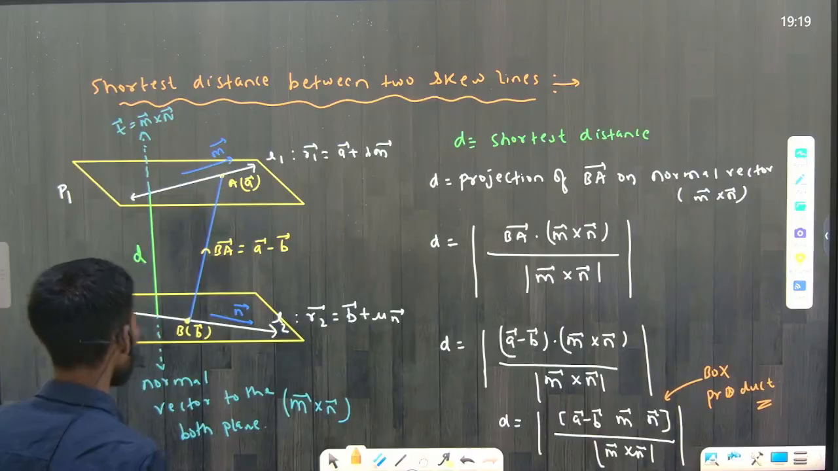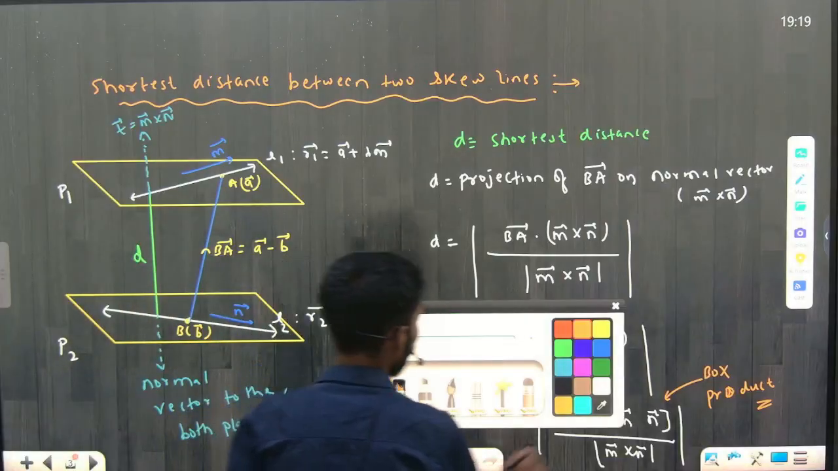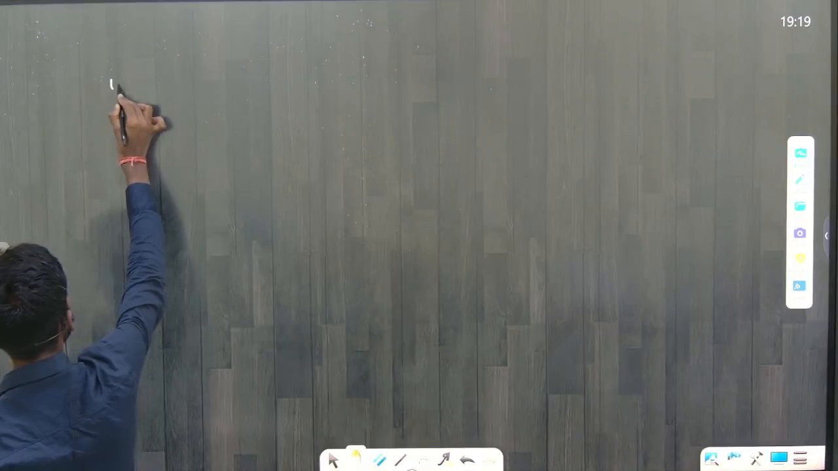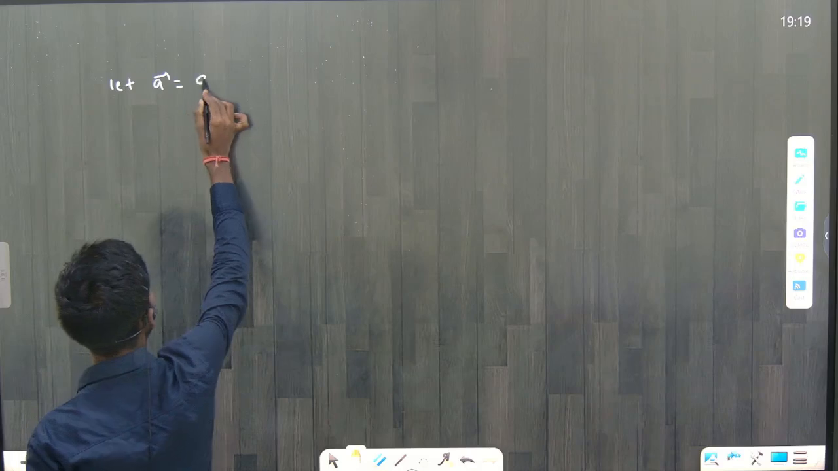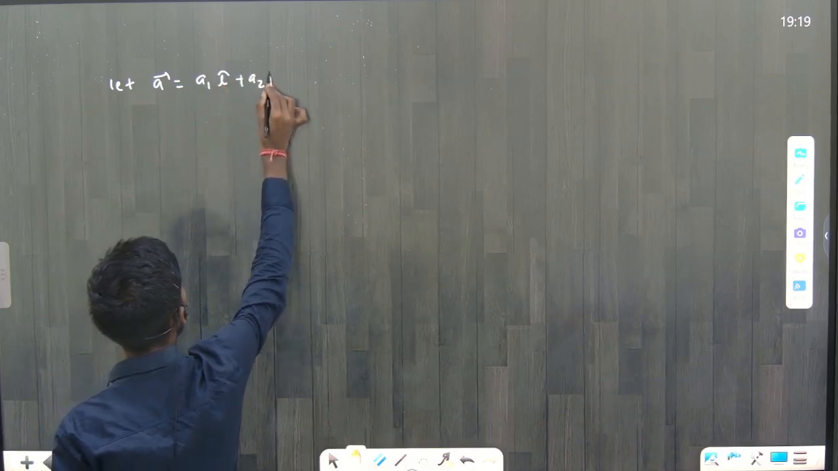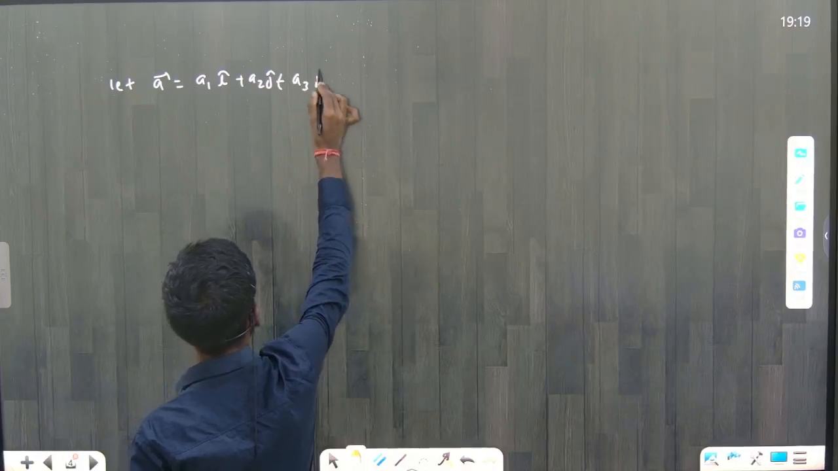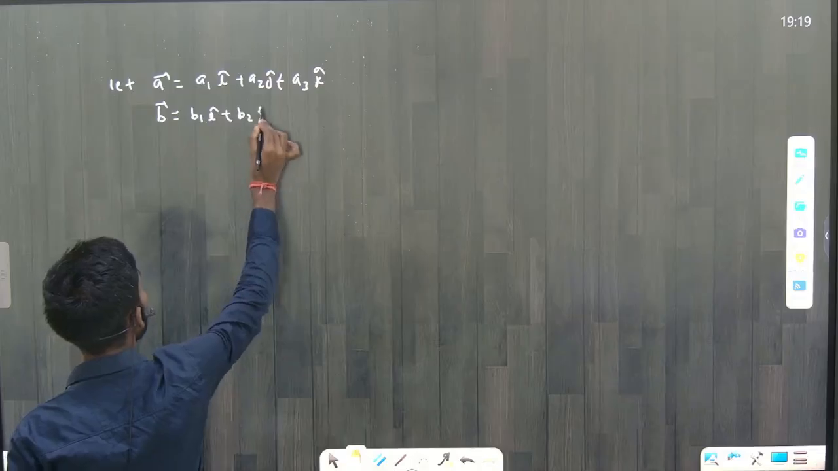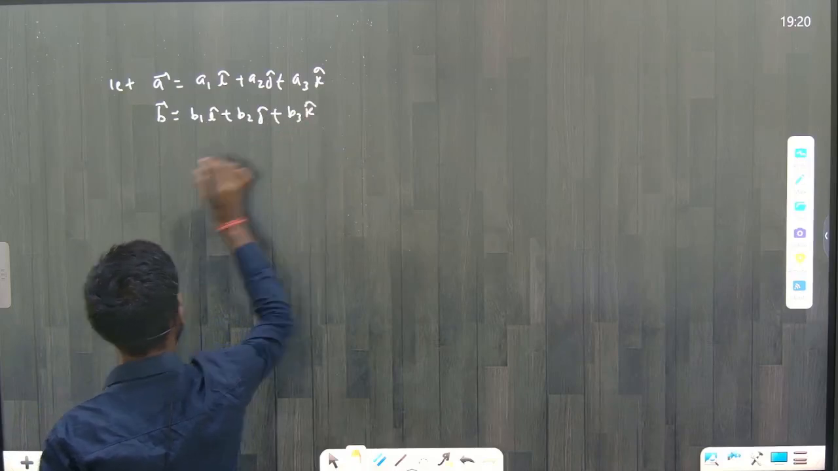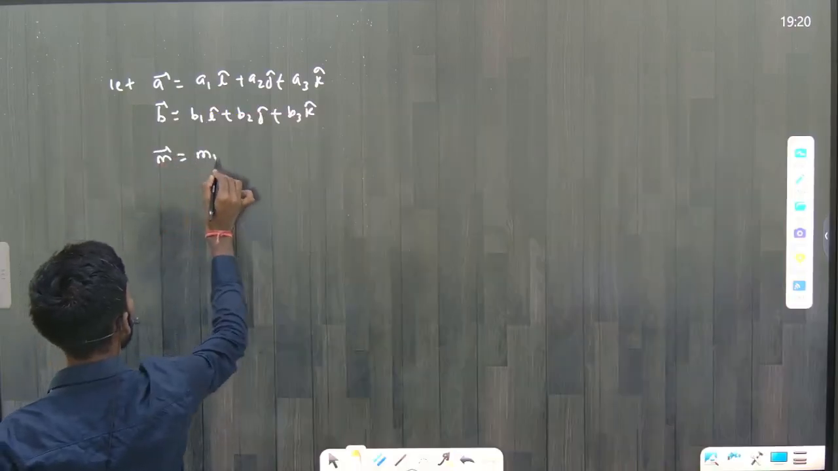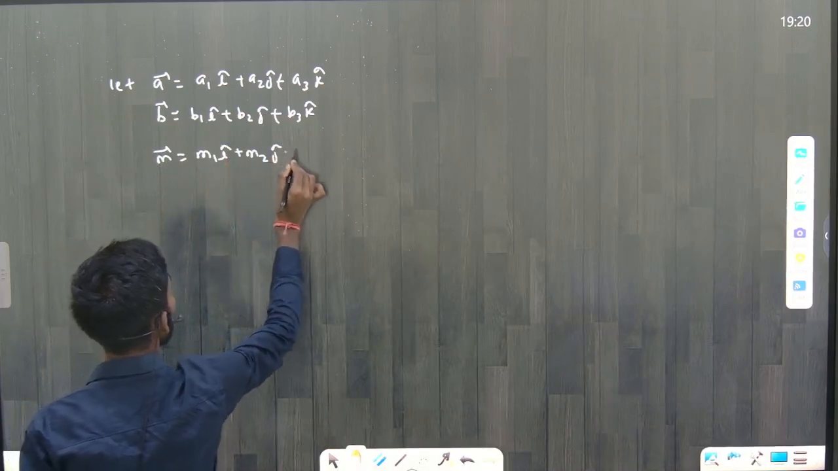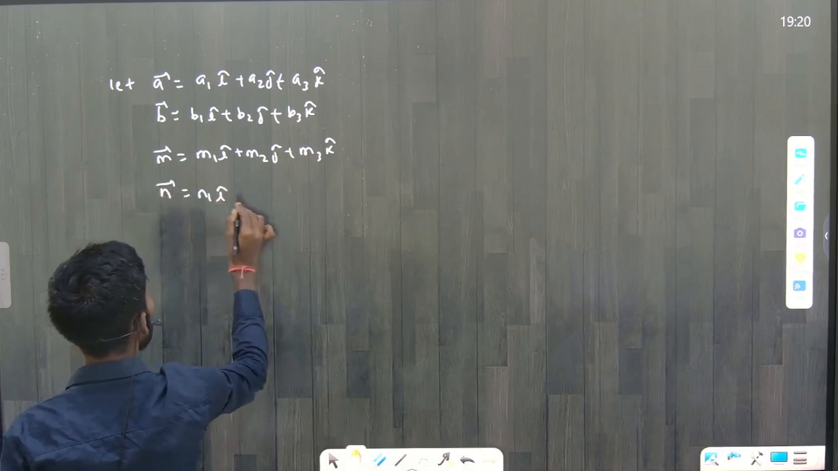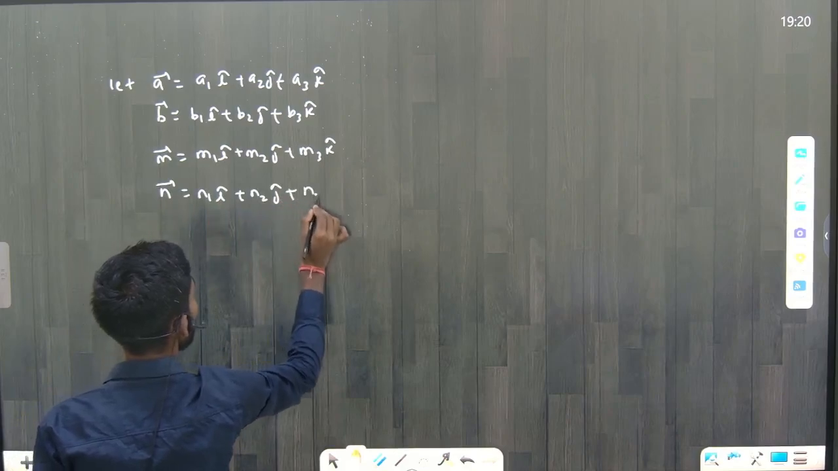Okay, and it is also known as the general formula. Now we move to the next slide. Let A vector be equal to A1 i cap plus A2 j cap plus A3 k cap. B vector is equal to B1 i cap plus B2 j cap plus B3 k cap. And let us assume M vector is M1 i cap plus M2 j cap plus M3 k cap, and N vector is equal to N1 i cap plus N2 j cap plus N3 k cap.